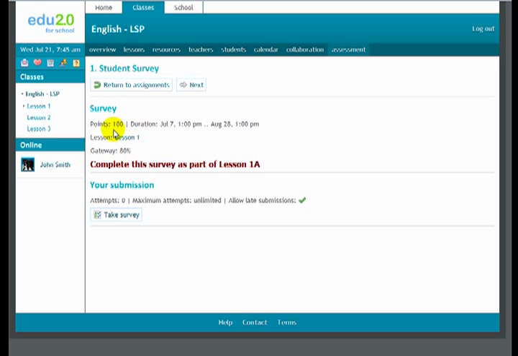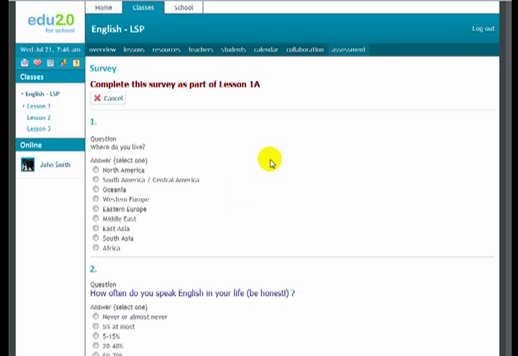Okay, and it says some things about points. Don't worry about that. Even the duration, the dates may look strange to you. Don't worry about the dates or the gateway. This is just a survey. There are no wrong answers, so we don't need to worry about that. And right here it says Take Survey. So I'm going to click on that. And here we are at the survey. It says survey right here. And here are the questions.